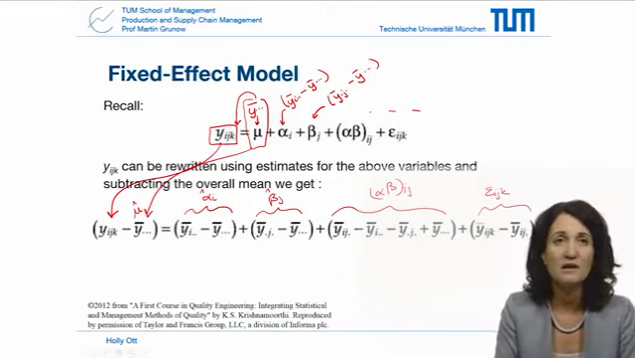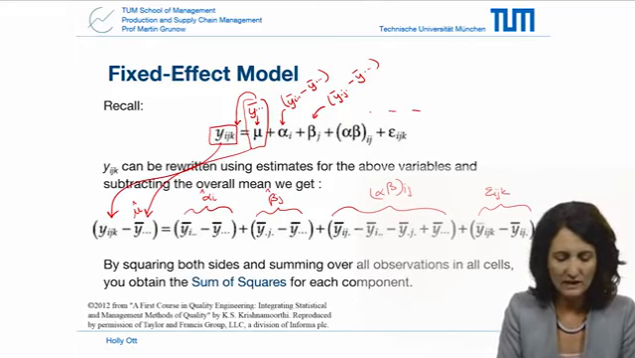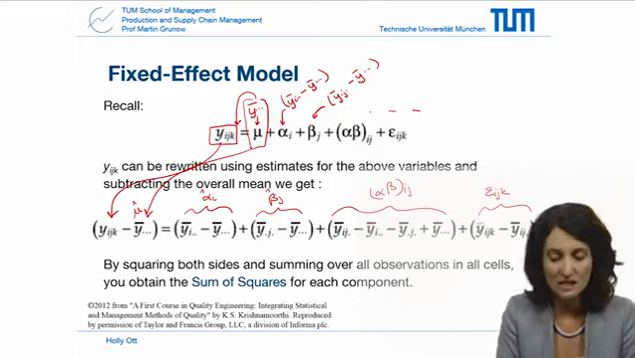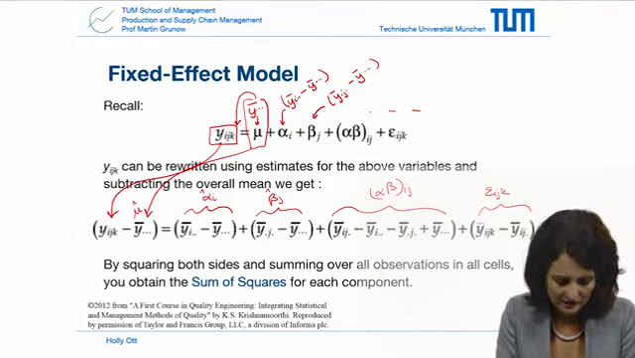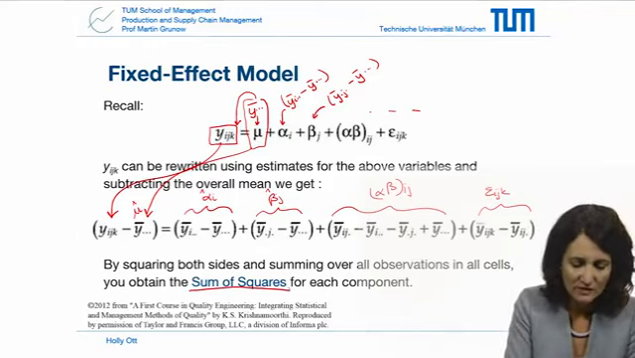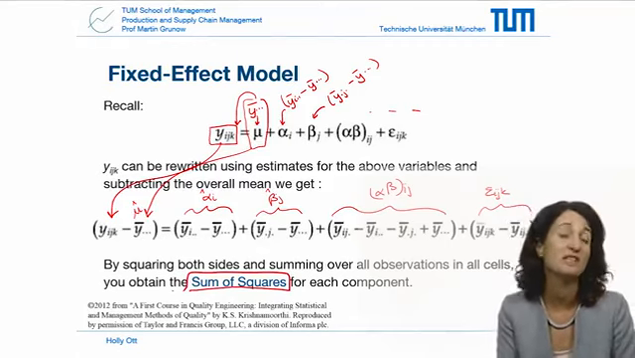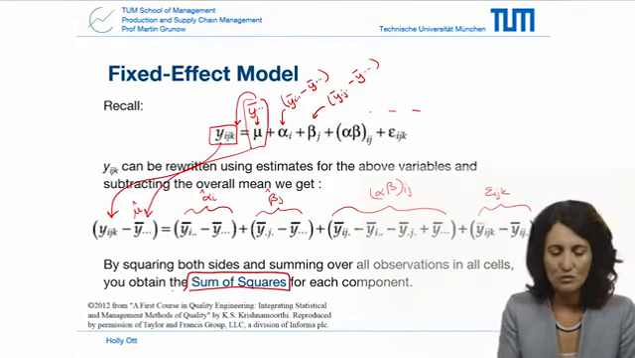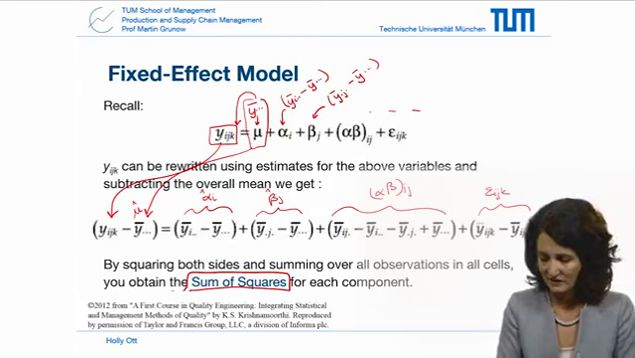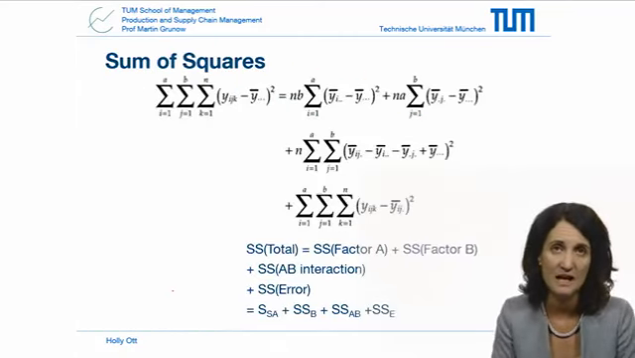We plug all that in and we square both sides and sum over all the observations in all the cells. You get the sum of squares for each component. So it's the same thing we did for the one-way ANOVA. That was maybe easier to understand. Here we're showing how this comes from the fixed effects model, and here is the answer.